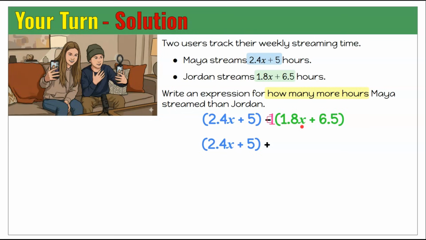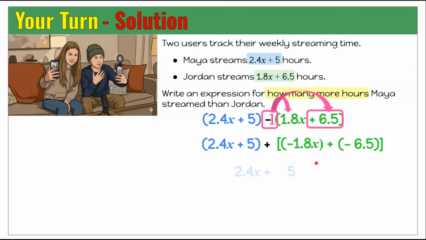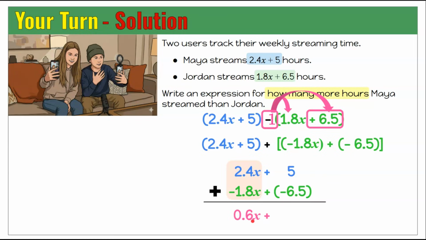Negative 1 times 1.8x is going to give me negative 1.8x. Negative 1 multiplied by positive 6.5 gives me negative 6.5. Let's stack our expressions so that we have our like terms stacked. And we see that we have 2.4x and negative 1.8x. I have 2/10 here and an extra 4 there, so 0.6x.